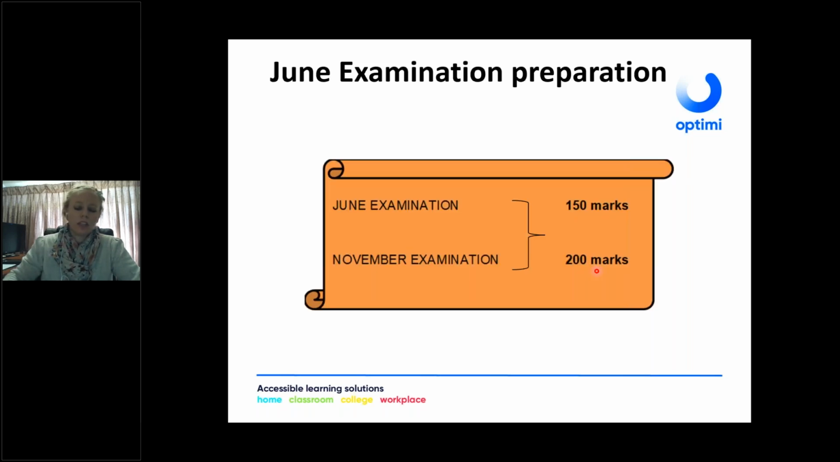Sorry, just for the English learners as well. The June examination for grade 10 tourism usually counts out of 150 marks, and the November examination usually counts out of 200 marks, and then your November examination also counts towards 25% of your year mark.